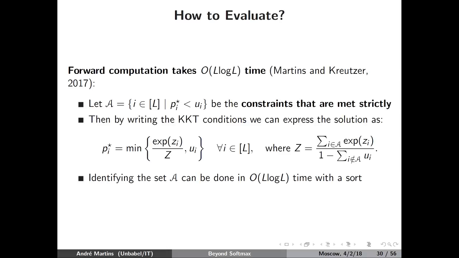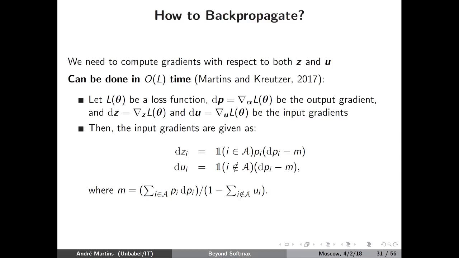So we need to sort. In this case, we are not sorting Z. We are sorting something that also uses the upper bounds. And after this sort, we can figure out what are the constraints that are going to be active, and what are the constraints for which you can just do something similar to a softmax. So this explains how we can do the forward pass, and now to backpropagate. We can backpropagate in linear time. So it's the same cost as the standard softmax.